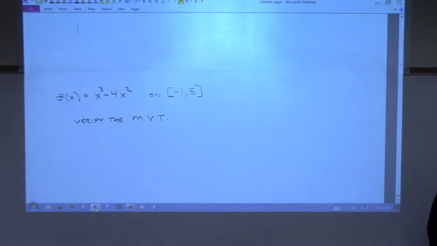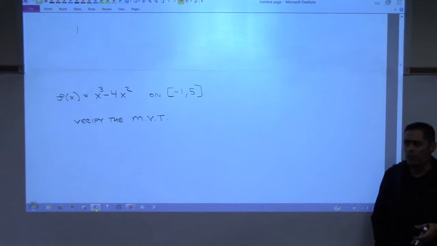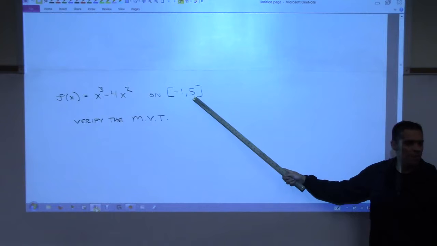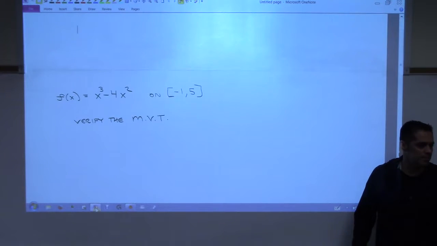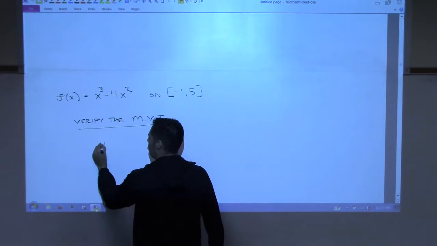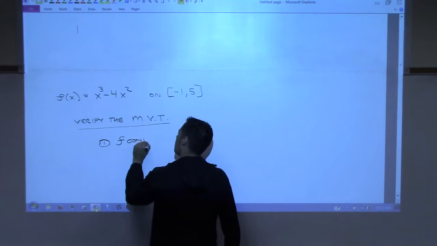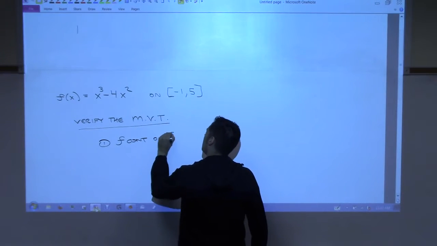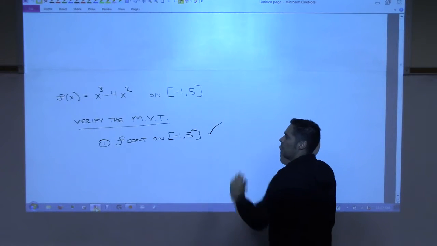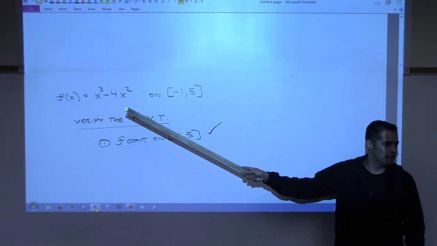That means prove to me that there is a number somewhere in here, at least one, right? Where the slope of the tangent line will be equal to the slope of the secant line. Show me it happens. Prove to me it happens. Understand? All right, so to verify the mean value theorem, we need to look at a couple things. First of all, is f continuous on -1, 5? We have to have that. Yes? Because it's a polynomial, it's continuous everywhere.